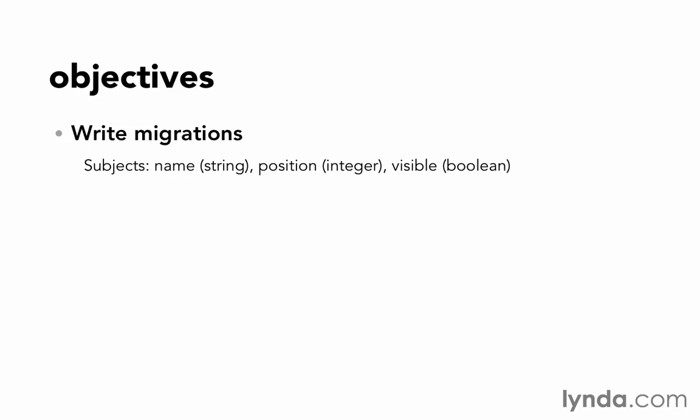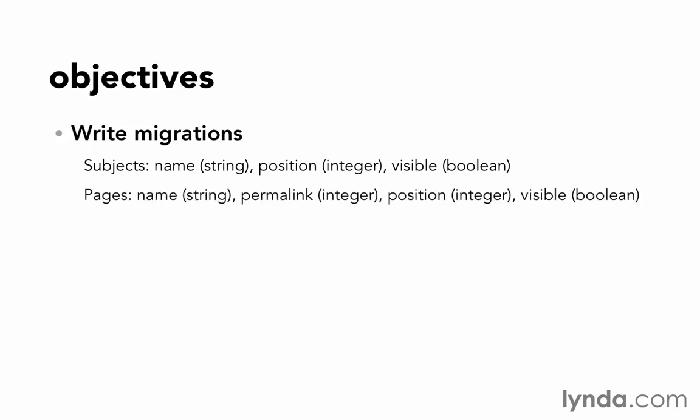Name will be the name that appears in the left navigation. Position is going to determine the order that those items should appear, and visible will let us turn the page on and off to show or hide it from the public. Then for the pages table, we'll use the same fields that we had before with the addition of permalink. Permalink will be used as a URL to refer to the page. Instead of referring to a page as ID number 5, we'll be able to give it a nice readable and search engine optimized URL instead.